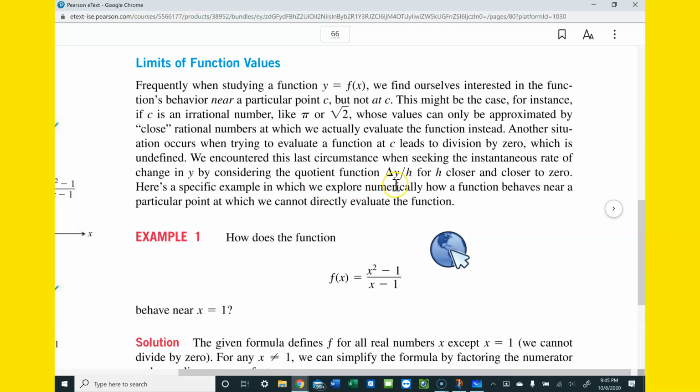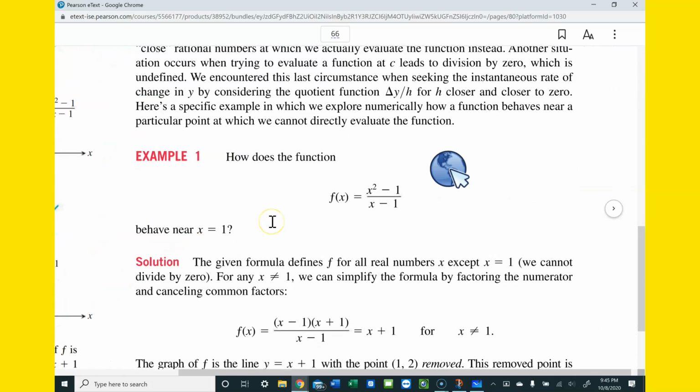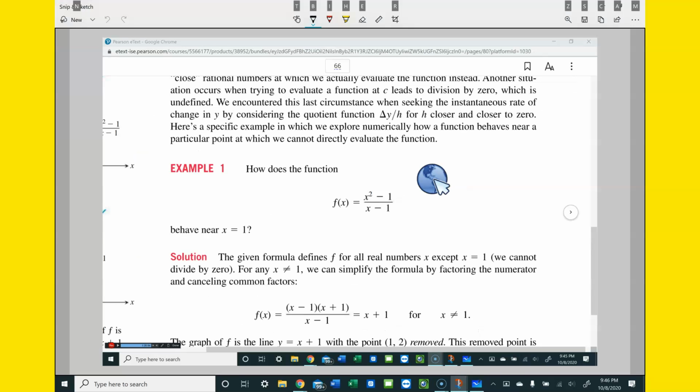Here's a specific example in which we explore numerically how a function behaves near a particular point at which we cannot directly evaluate the function. How does this function behave not at x equals 1, but near? That's the key word here. Near x equals 1. So at x equals 1, the function is undefined. We can't even say how the function behaves at x equals 1 because that produces an absurd situation. It produces a situation that is not even possible. But we can say what it does near x equals 1.